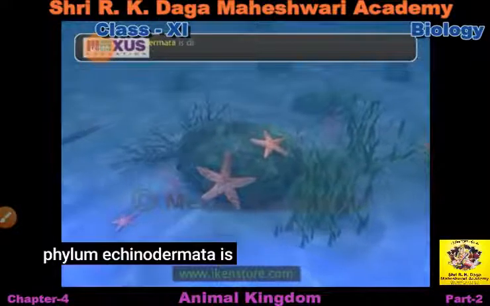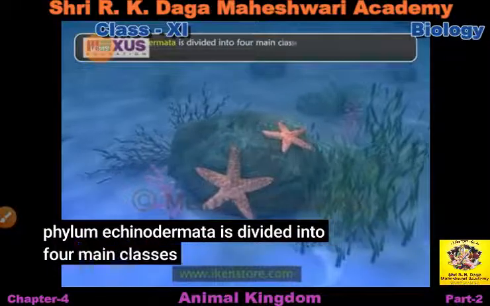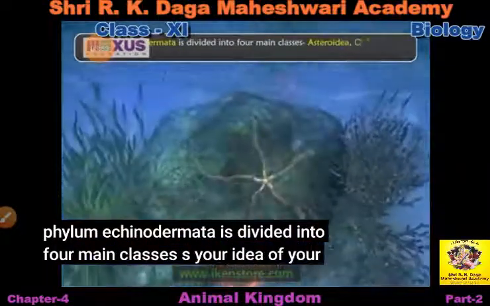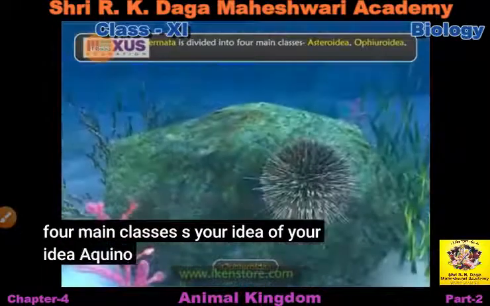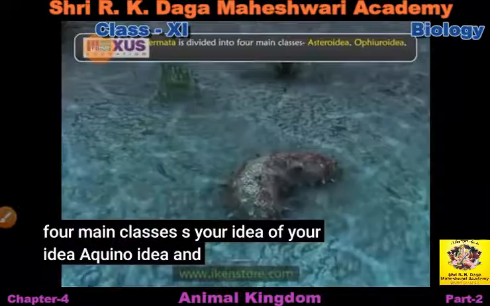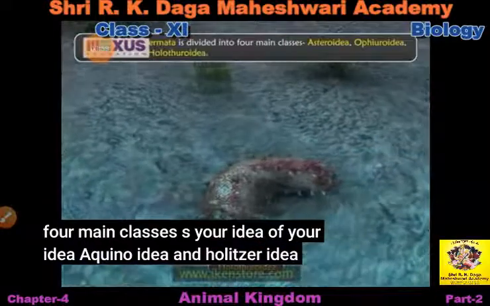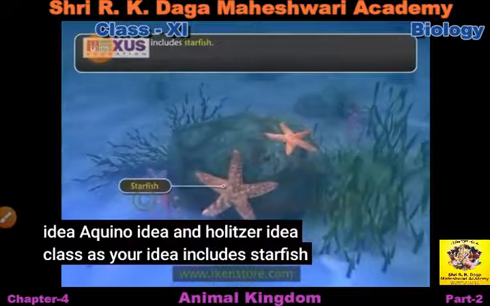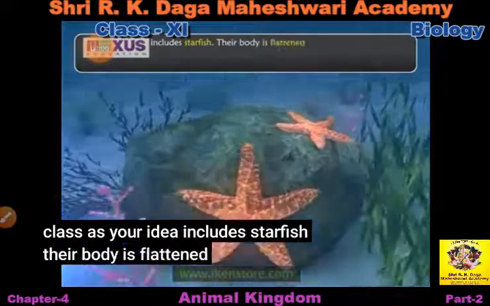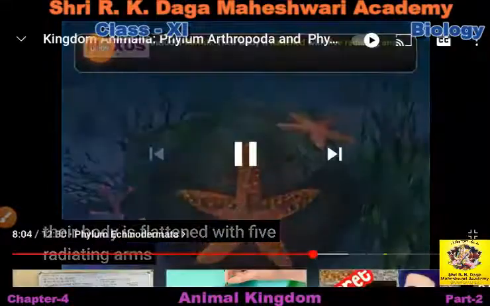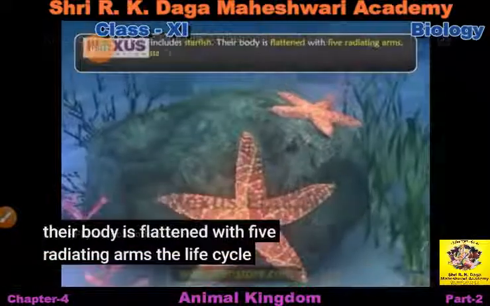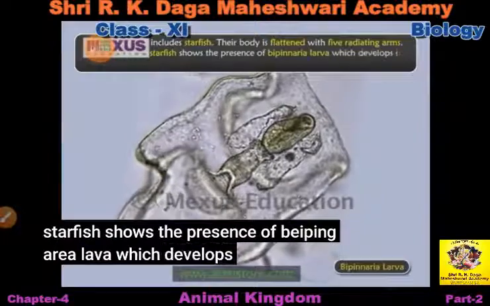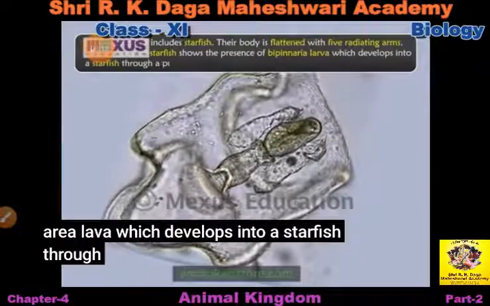Phylum Echinodermata is divided into 4 main classes: Asteroidea, Ophiuroidea, Echinoidea, and Holothuroidea. Class Asteroidea includes starfish. Their body is flattened with 5 radiating arms. The life cycle of starfish shows the presence of Bipinnaria larva, which develops into a starfish through a process of metamorphosis.